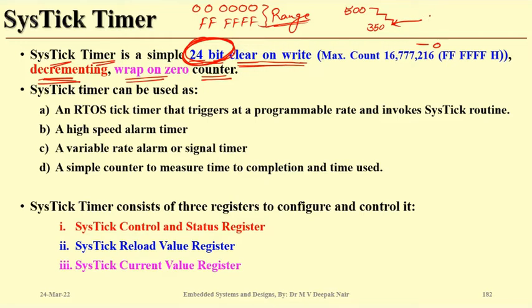Now, suppose you entered 600 at this time. So what will happen? This count will stop and it will reload with 600. So it is clear on write. Whenever you write something to this particular timer, it will clear the previous data. So you have to remember this, and wrap on 0, because that's the terminal count. We can say this is our terminal count.